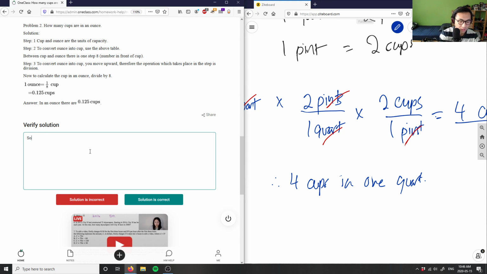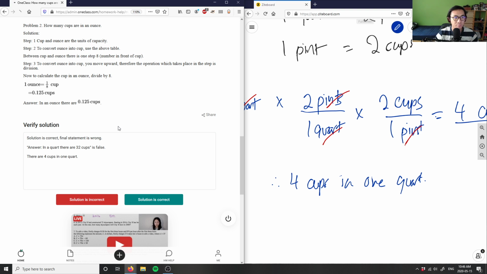So I'm going to say the solution is correct, but the final statement is wrong. There are 4 cups in 1 quart. So I'm going to say solution is incorrect, just so they can correct this one here.